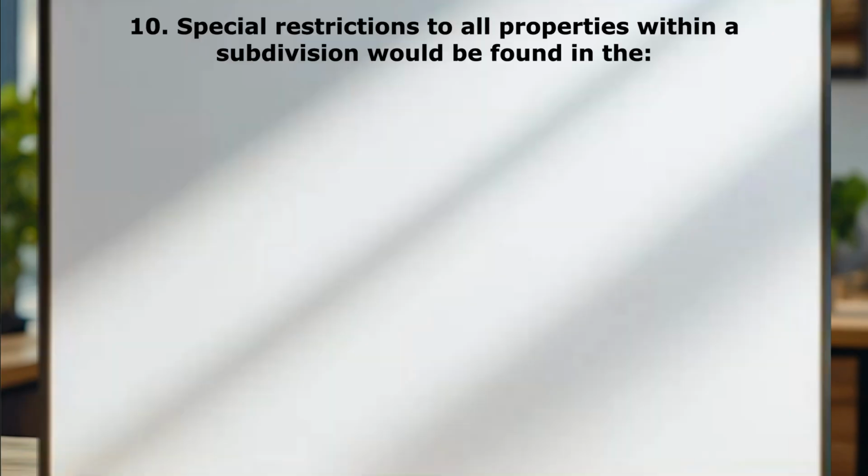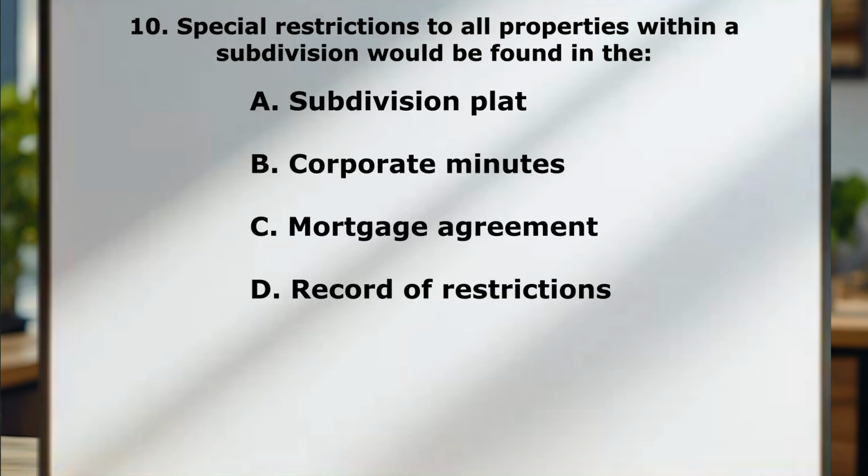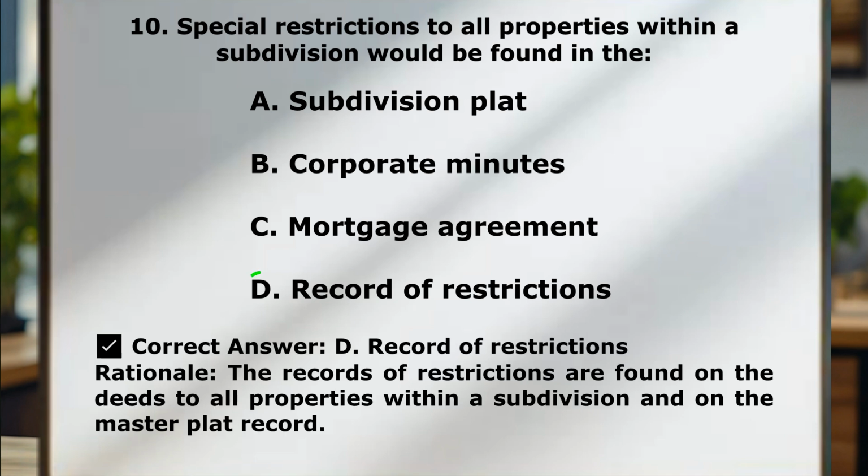Question number 10. Special restrictions to all properties within a subdivision would be found in the: A, subdivision plat. B, corporate minutes. C, mortgage agreement. D, record of restrictions. I for sure got this one wrong when I was studying, but the correct answer here is D, record of restrictions. The record of restrictions are found on the deeds to all properties within a subdivision and on the master plat record.